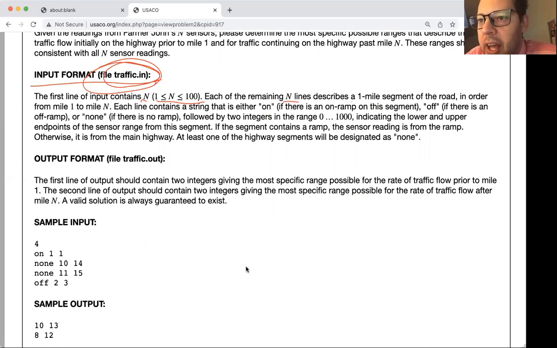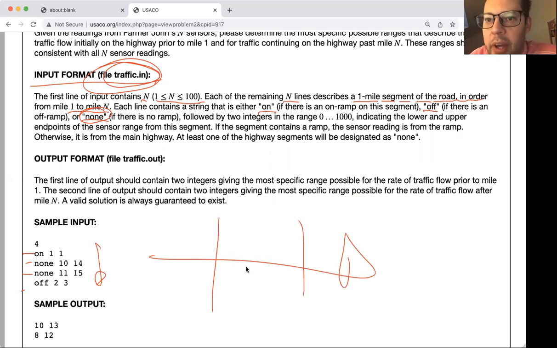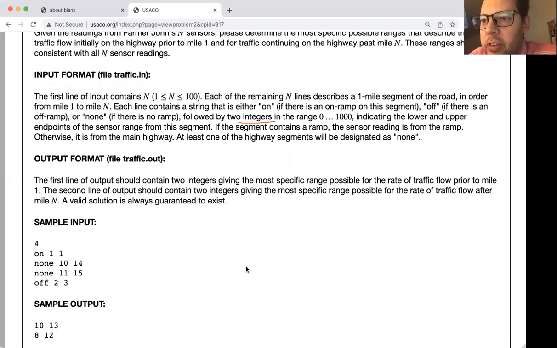Each of the remaining N lines describes a 1 mile segment of the road in order from mile 1 to mile N. Okay, so they're in order in that way, one after the other. Each line contains a string that is either on, if there is an on-ramp, off, if there is an off-ramp, or none if there's no ramp. And remember, if there's none, then that's just measuring the flow of traffic along the highway. Followed by 2 integers in the range of 0 to 1,000, indicating the lower and upper endpoints of the sensor range from this segment. So for example, this is an on-ramp, looks like exactly 1 car got on.